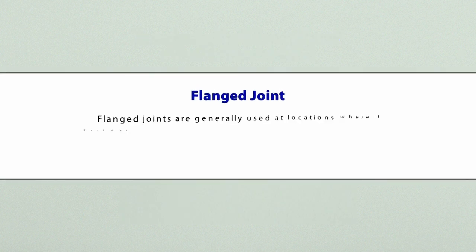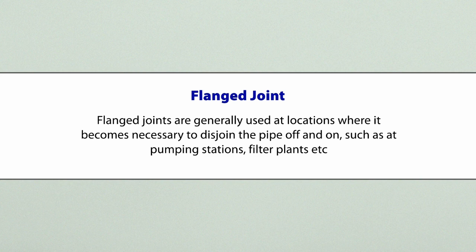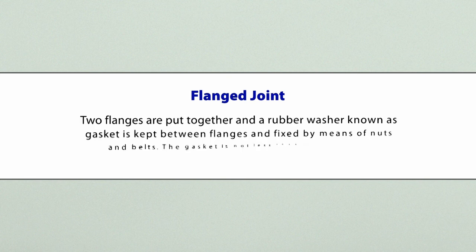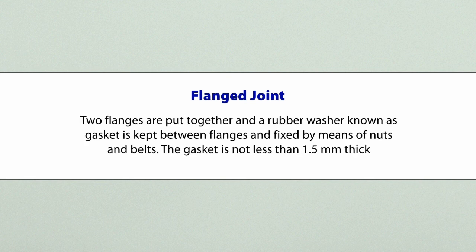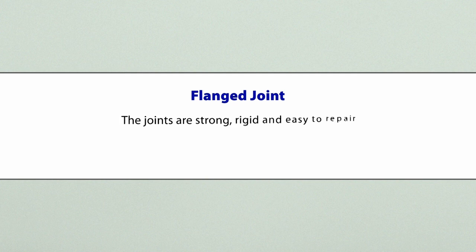Flange joint. Flange joints are generally used at locations where it becomes necessary to disjoint the pipes off and on, such as at pumping stations, filter plants, etc. Two flanges are put together and a rubber washer known as a gasket is kept between the flanges and fixed by means of nut and bolt. The gasket is not less than 1.5 mm thick. The joints are strong, rigid, and easy to repair.